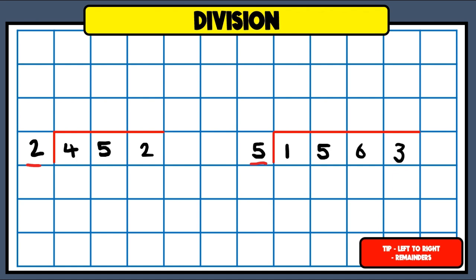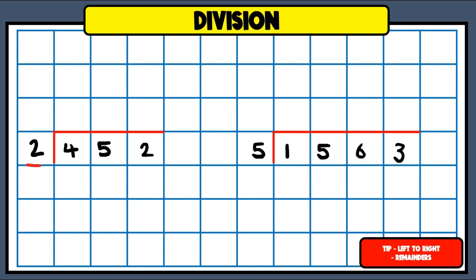What number are we dividing? So for the first one, it's 452. And for the second one, it's 1,563. Now these numbers are called the dividend. So the dividend, okay, a little bit of maths talk, but we'll get straight into it.